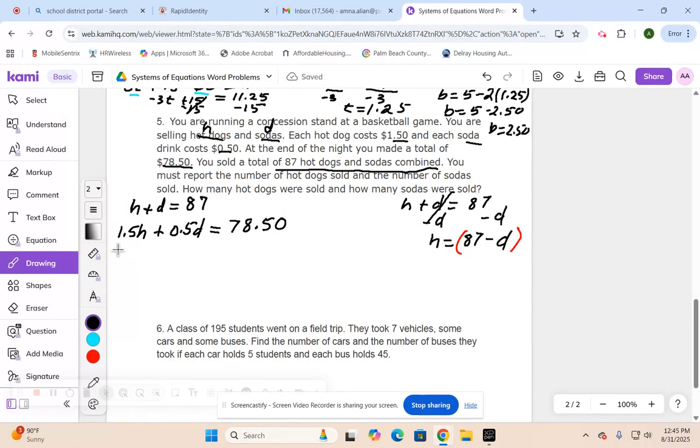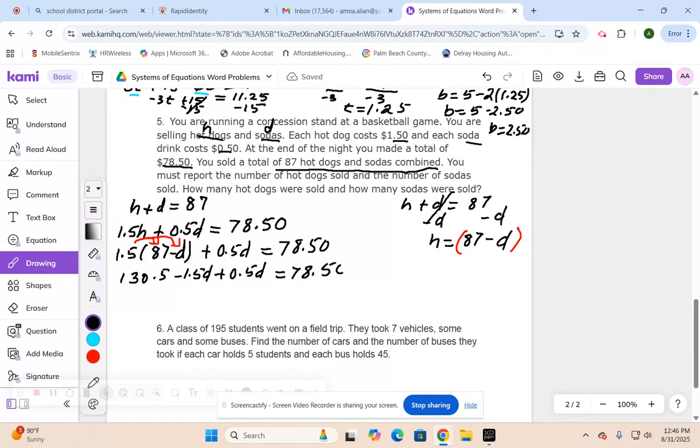So we have our replacement for hot dogs right here. In my second equation, I'm going to replace H with 87 minus D, plus 0.5D. Copy the rest of the equation. We're going to distribute to simplify this equation. This is going to give us 130.5 minus 1.5D plus 0.5D equals 78.50.